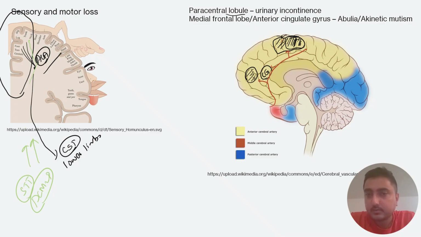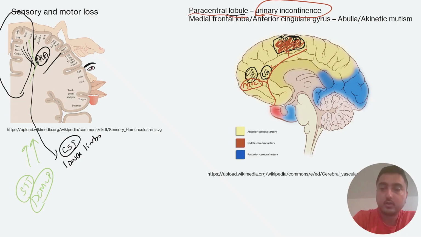So the paracentral lobule is involved in maintaining the continence of the bladder as well as the rectum, but most of the time we'll have urinary incontinence, and rectal incontinence is rare. It is basically due to the involvement of the paracentral lobule. And as I said, this is the medial frontal lobe.